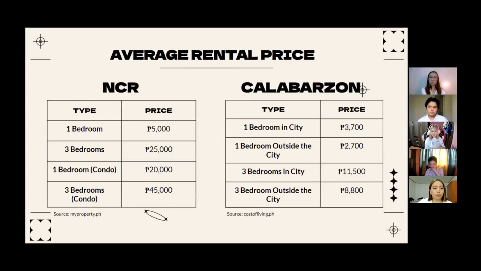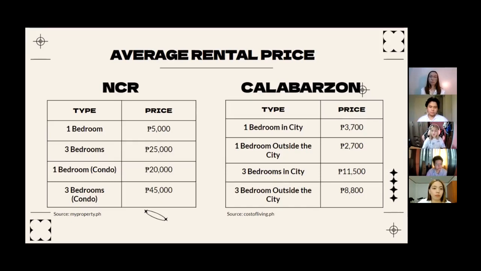Okay, so in NCR, depending on the part of the city and type of the rental house, you can find an apartment for at least 5,000. And for a larger one, for the whole family, you will have to pay at least 25,000. But if you are in the upper class and you prefer to rent a condo, the minimum cost for you to acquire it is about 20,000 per month.